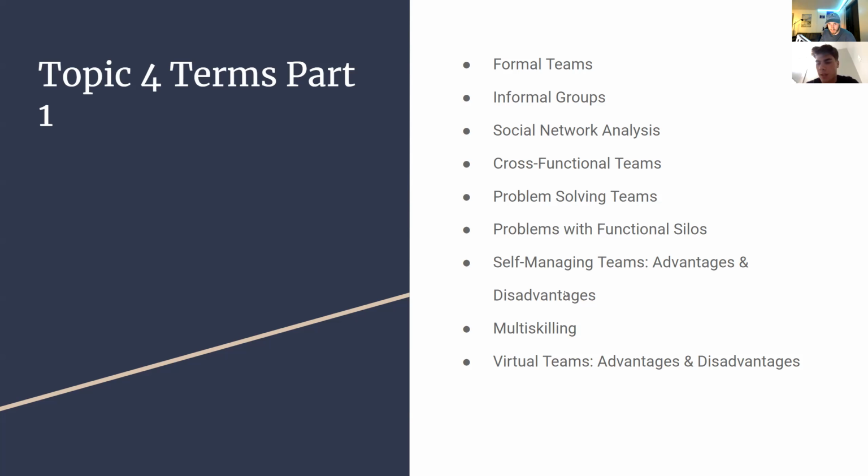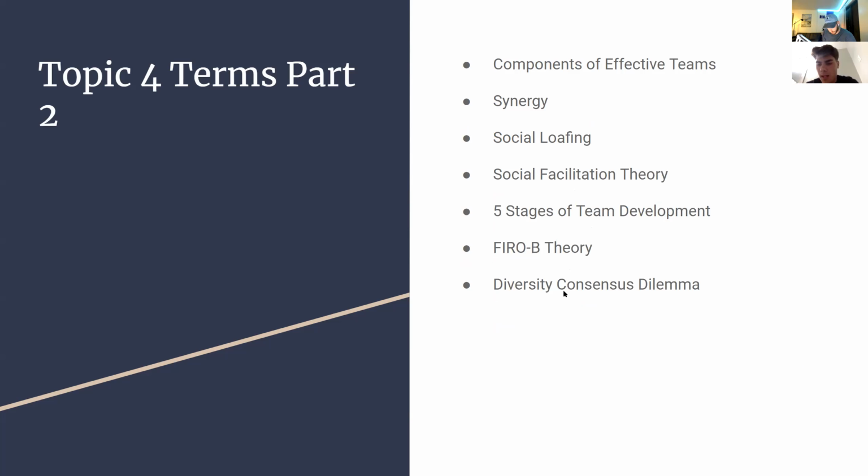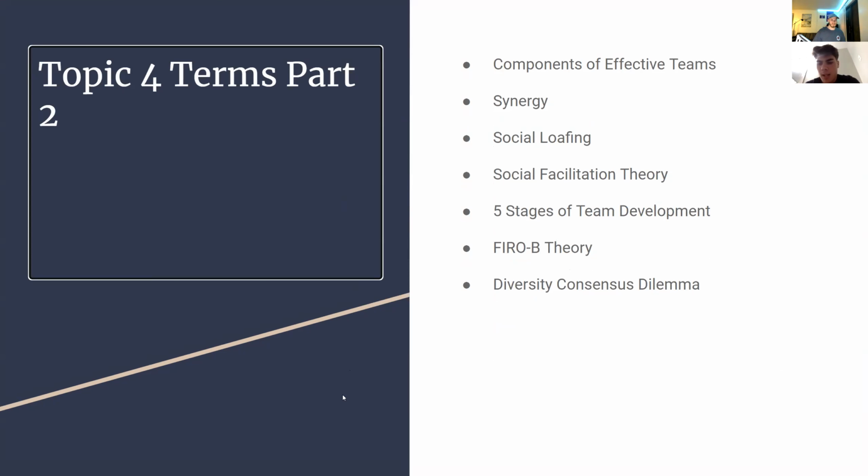So for topic 2, components of effective teams: they communicate well with each other, they focus on goals and results, everyone contributes their fair share, they offer each other support, team members are diverse, they have good leadership, and they're organized. Synergy is the interaction or cooperation of two or more organizations, substances, or other agents to produce a common effect greater than the sum of their separate effects.